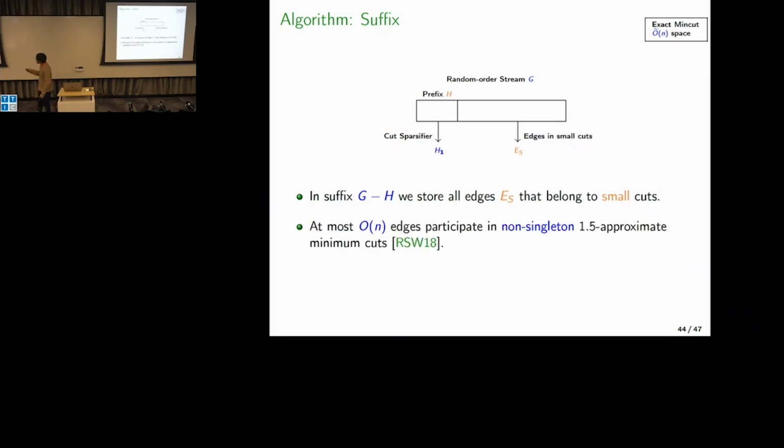Right? Okay. And RSW18 tells us that actually the number of edges stored in ES that belong to small cuts is just order n. And this is why we store a small number of edges here. This is not true if we consider singleton cuts, and that's why we need non-singleton cuts. Because if you just look at a complete bipartite graph, every vertex is a min cut, and so you'll have n squared edges that contribute to singleton min cuts.